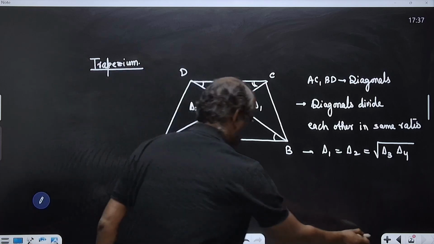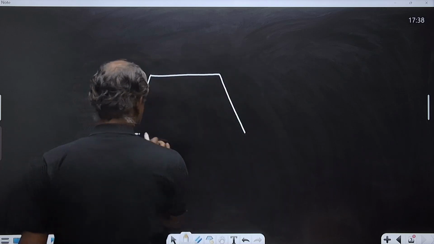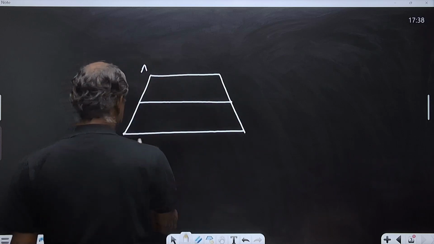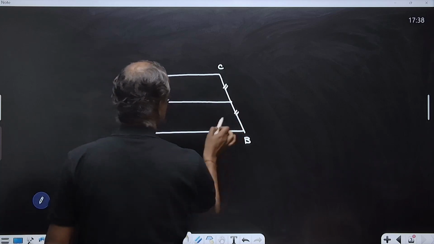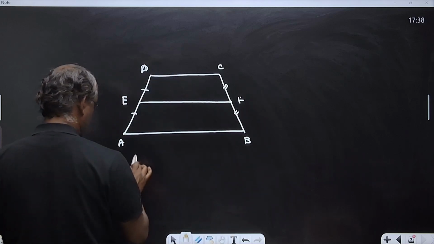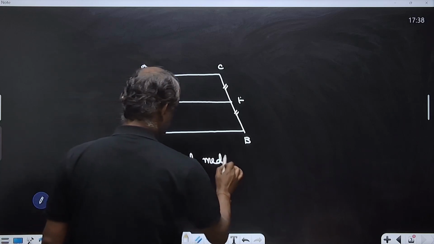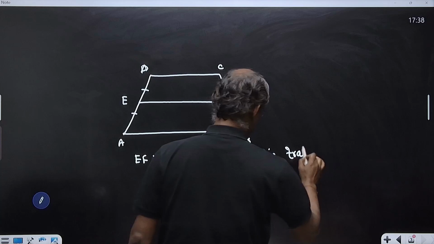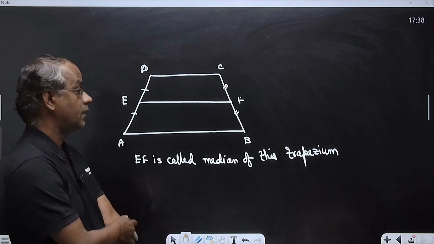Further, moving ahead, in a trapezium, if we have the line joining the midpoints of non-parallel sides, EF, okay, so EF is called the median of this trapezium.